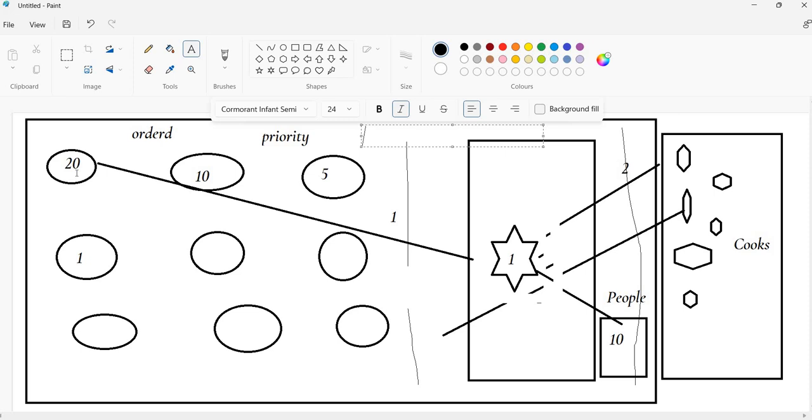Because suppose this person has ordered 5 rotis and 1 butter chicken, and this person ordered only ice cream. He went to this person first and handed over a token to the kitchen, and again he came back to this table, took that information and passed it down to these people. Naturally, what will happen? The ice cream will come first. That means order two will come first, and order one will come later. So now tell me whether we need to give priority to the first order or the second order. This is ordered, this is prepared.